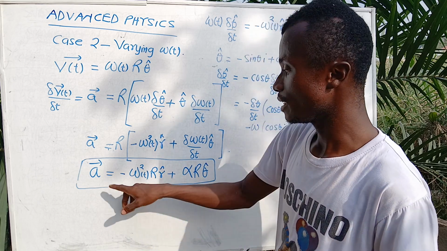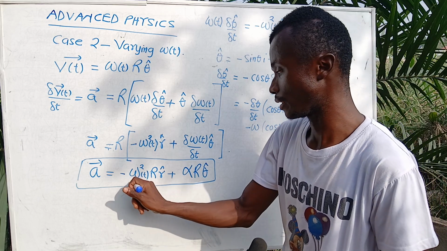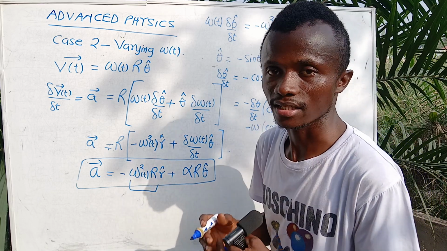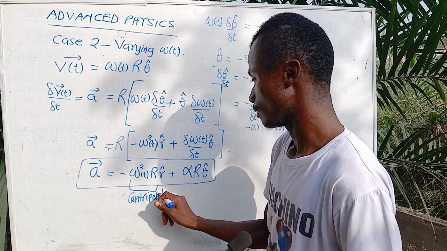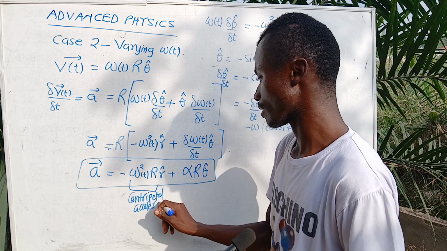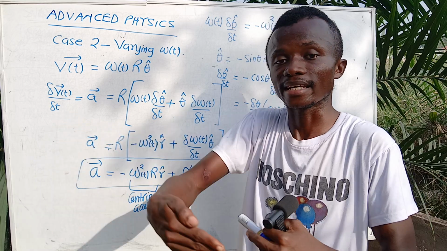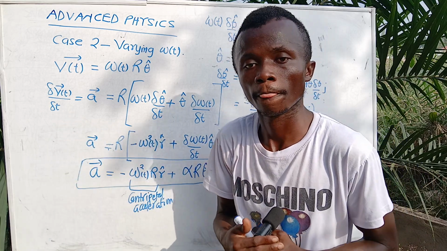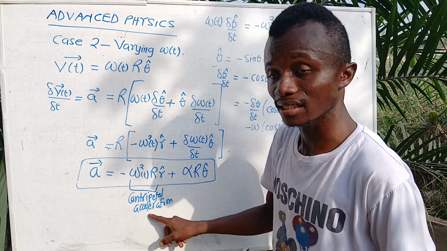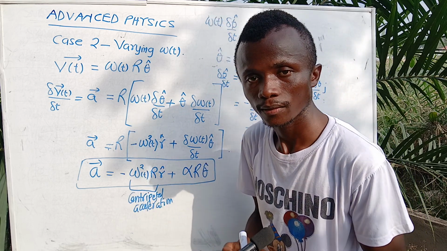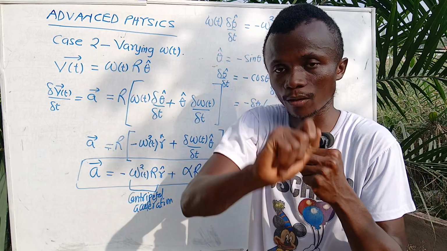It turns out that the linear acceleration component has two parts. One is called the centripetal acceleration, which we already have discussed. Centripetal means center seeking. It seeks the center, centripetal. Negative omega squared r is called centripetal acceleration, and that is a prerequisite for circular motion. Even if omega is a constant, this value must be there before the object can traverse a circular trajectory.